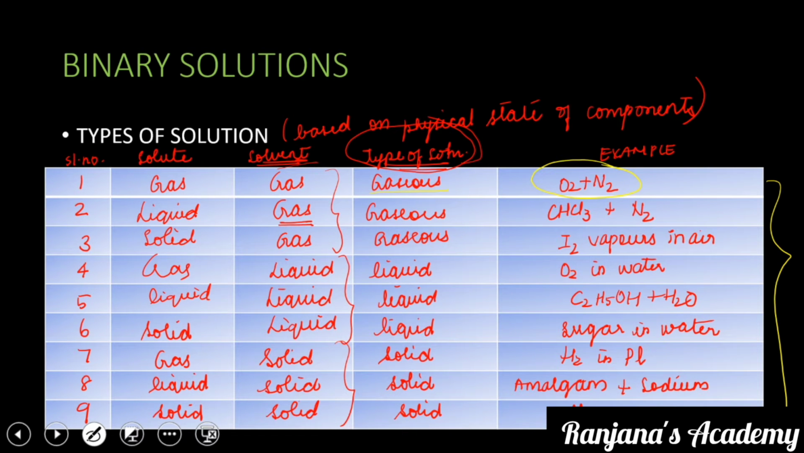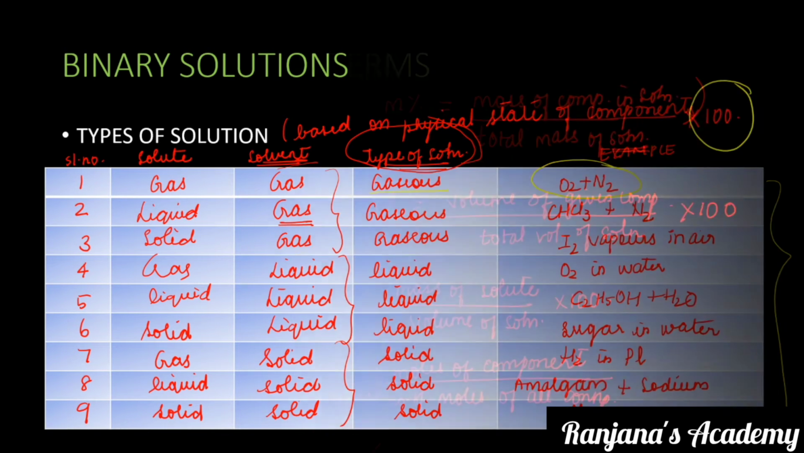Based on the physical state of components, we have different types of solutions: gaseous, liquid and solid solutions. Depending upon the physical state of the solvent, we determine this. So if the solvent is in the gaseous state, the type of solution is also a gaseous solution. Likewise, you have the examples for the same.